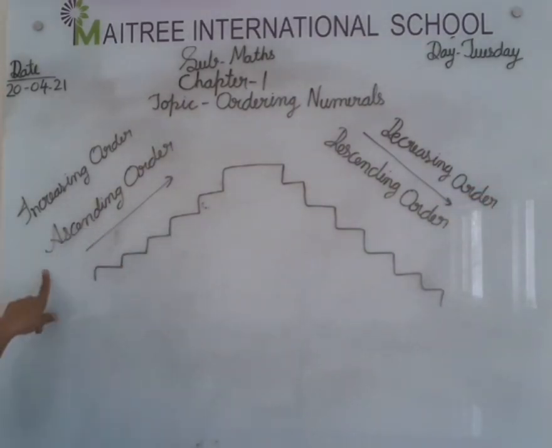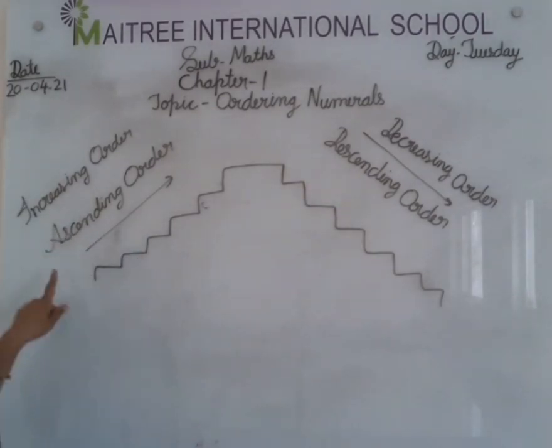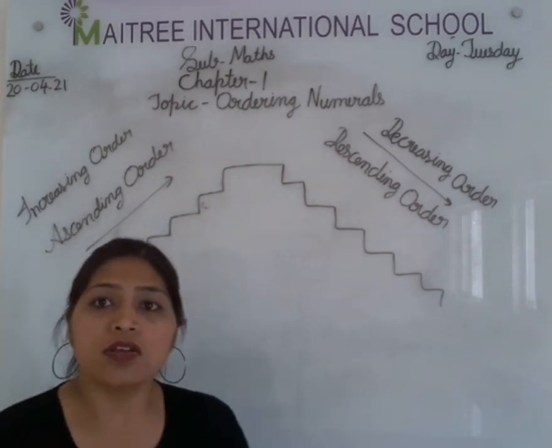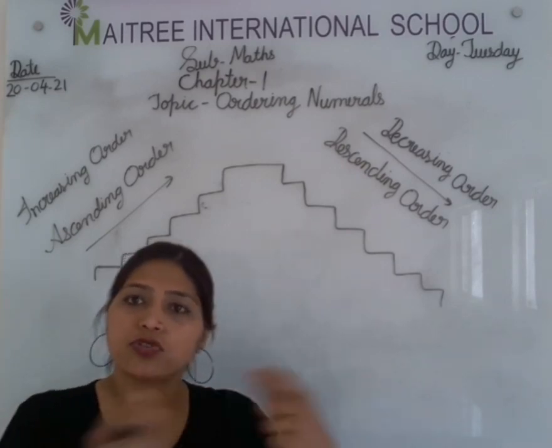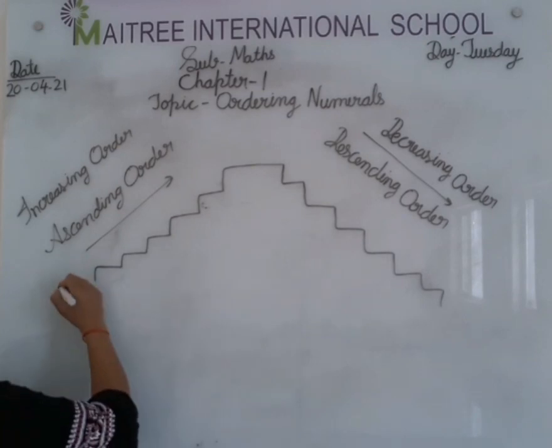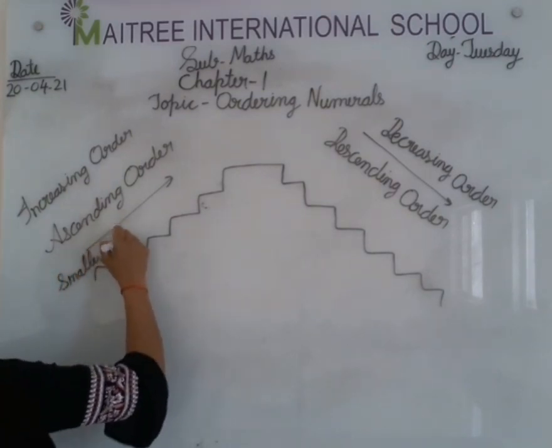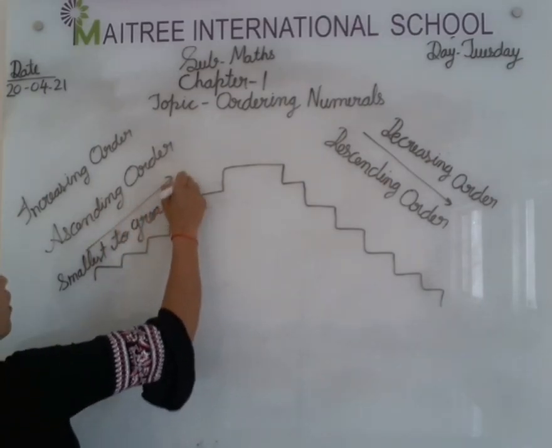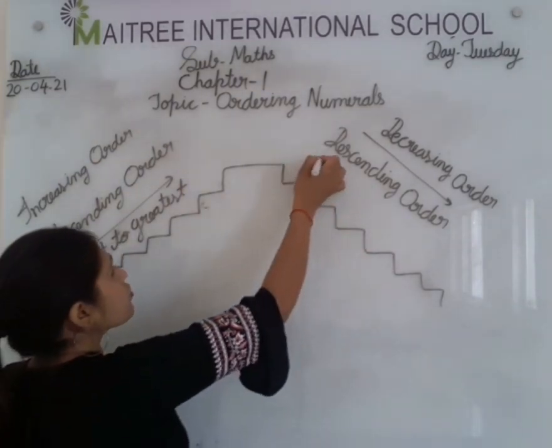Now you will say, ma'am, what is the meaning of ascending and descending? Ascending means smallest to greatest. Smallest to greatest means we arrange numbers in a smallest to greatest way. And here descending means greatest to smallest.